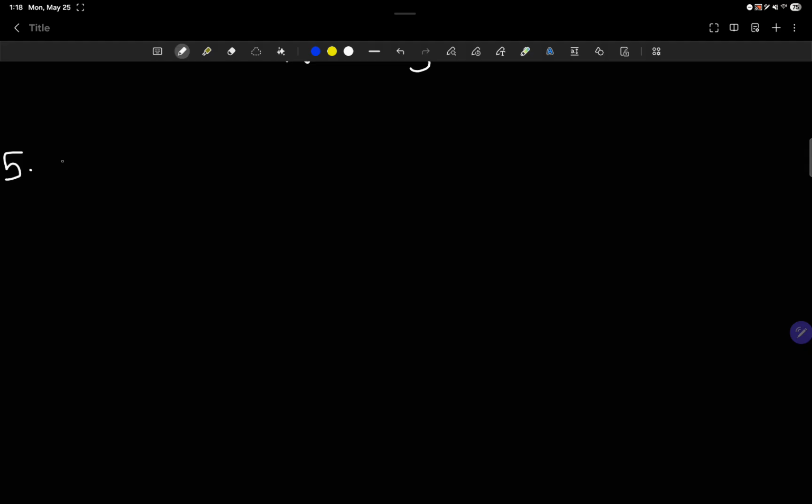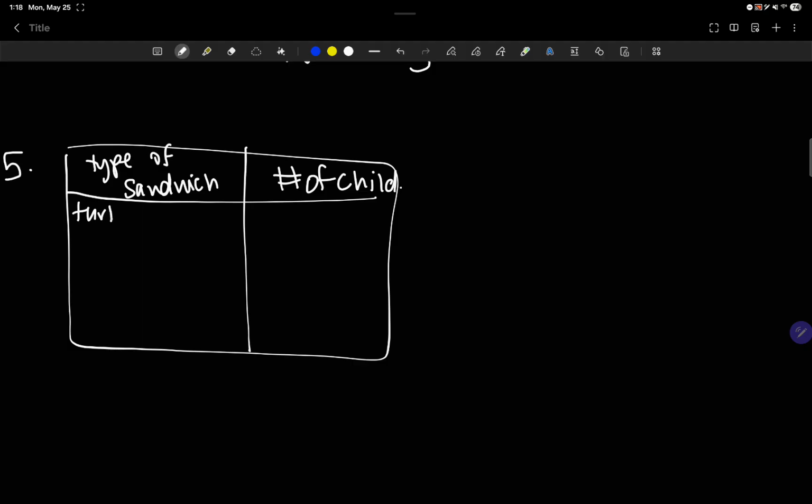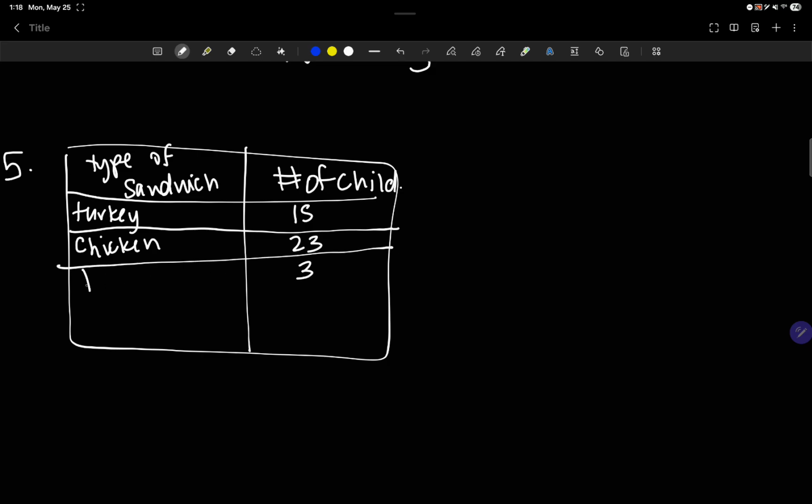Okay, so I'm going to draw the table. Maybe you read the rest of it while I draw. It says a total of 50 children attended a summer camp and were offered 4 types of sandwiches. The table shows the number of children who chose each type. So there are 15 turkey sandwiches, 23 chicken sandwiches, 3 ham sandwiches, and 9 veggie sandwiches, vegetarian. And the total is 50.